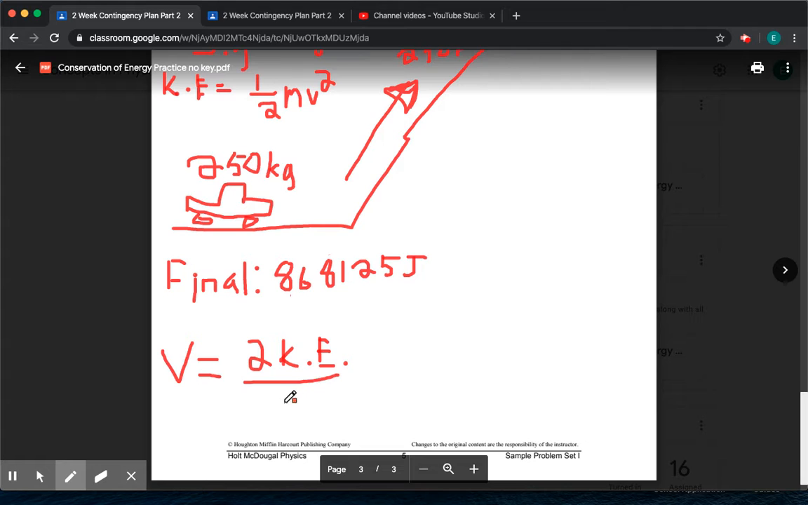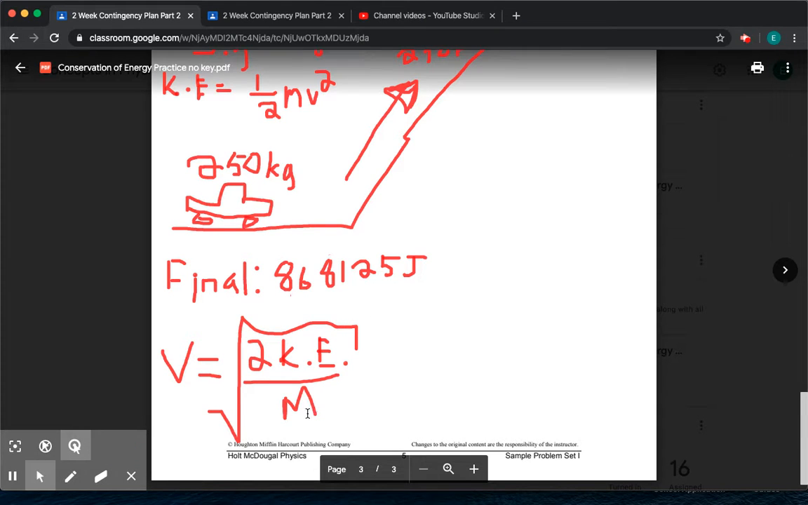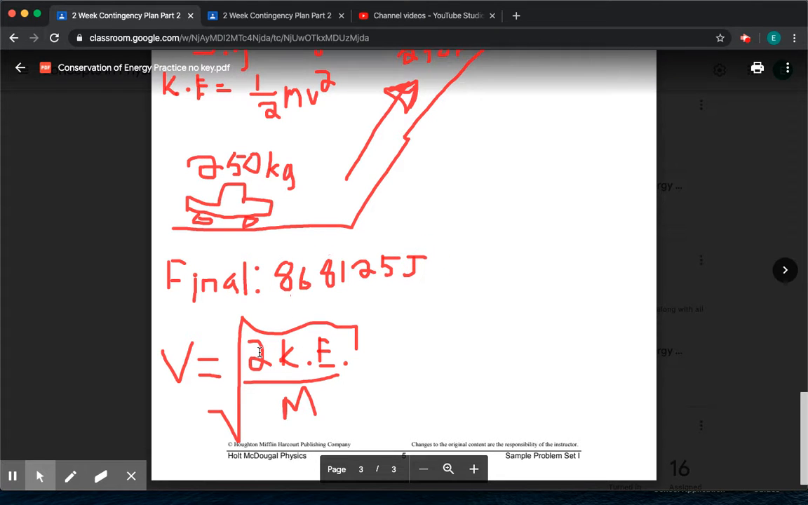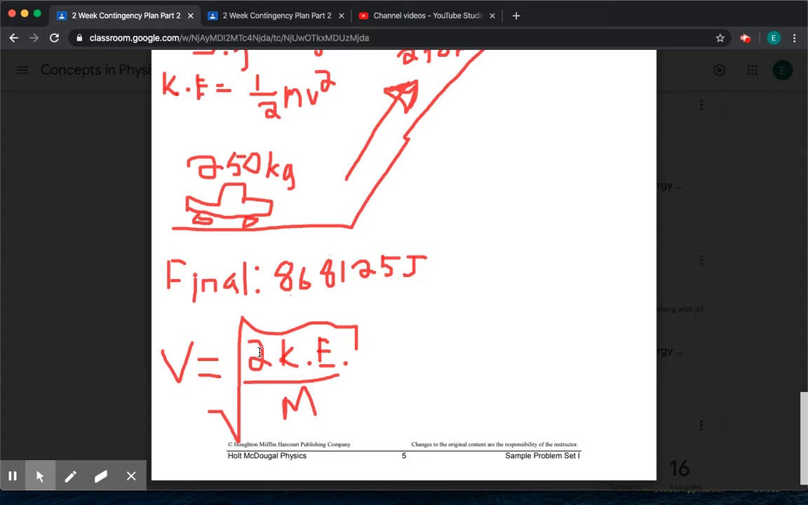That whole thing divided by M. And then you have to take the square root, okay? We know the mass is 250. You know the kinetic energy, it's right here. And then 2 is just 2. So if you plug all of these numbers in, divided by 250, and then take the square root of that, what do you get?